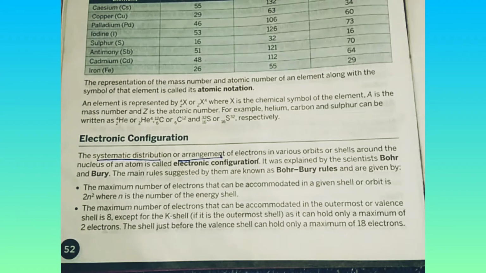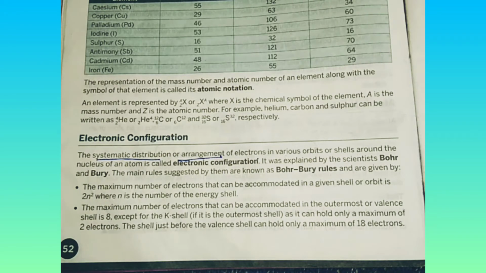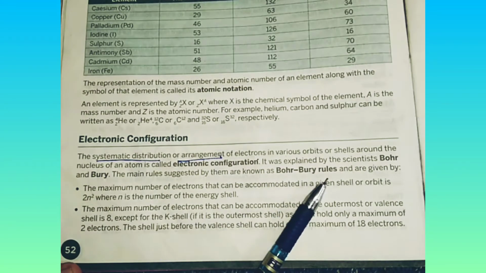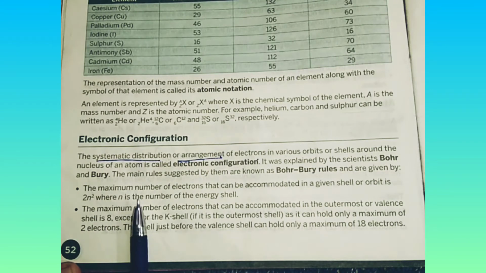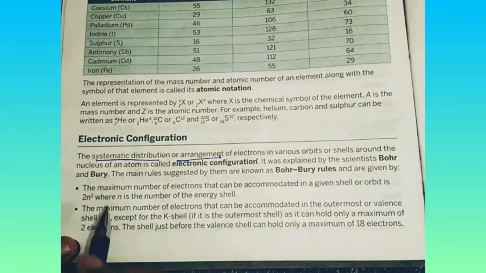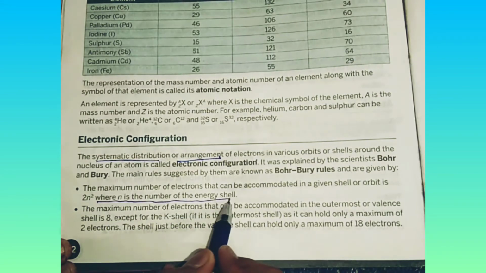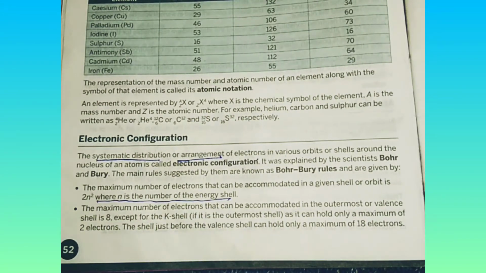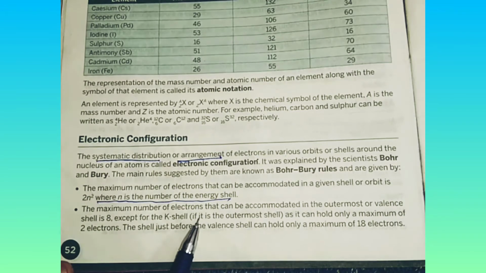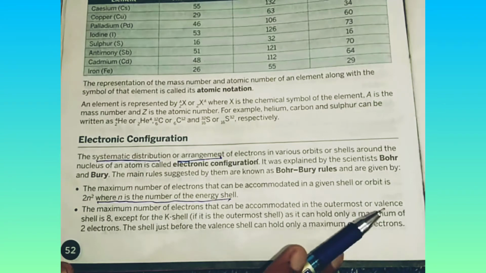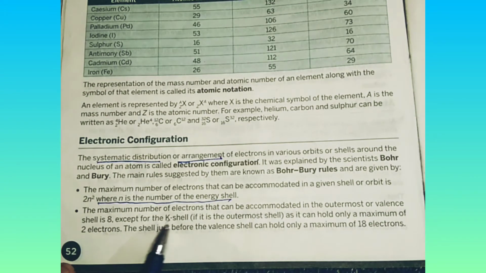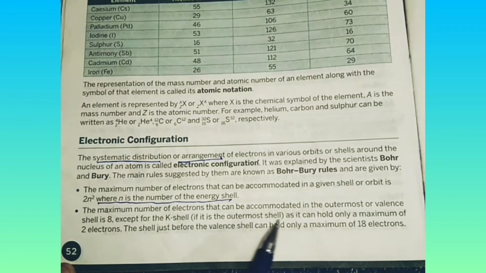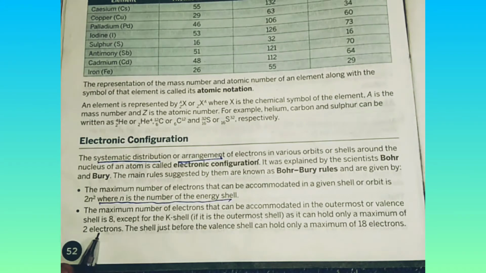So let's read. The main rules suggested by them are known as Bohr-Bury rules. The first is the maximum number of electrons that can be accommodated in a given shell or orbit is 2n square, where n is the number of the energy shell. Energy shells means the orbits or shells in which electrons revolve. The maximum number of electrons that can be accommodated in the outermost or valence shell is 8, except for the K shell if it is the outermost shell, as it can hold a maximum of only 2 electrons.